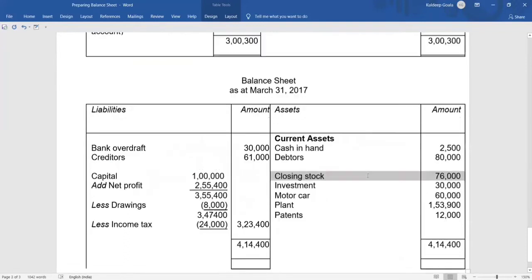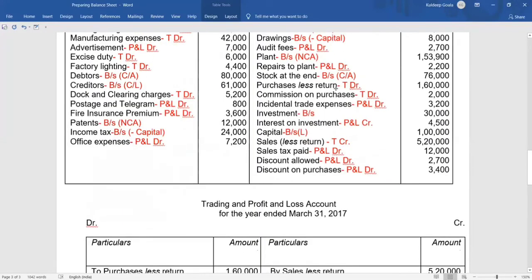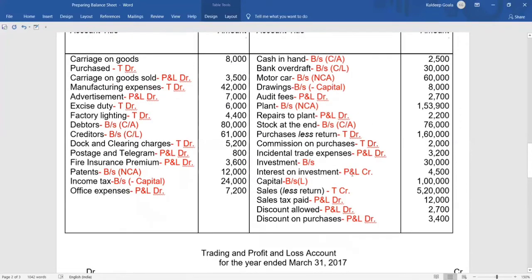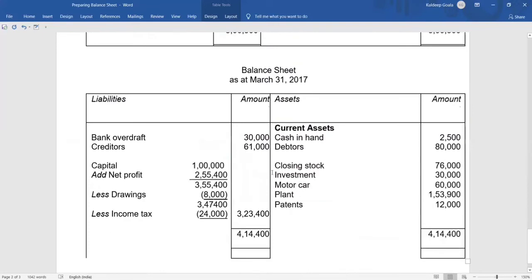Clear? Now let's see what else is the current asset. Current asset, this is over. No, there are no other current assets. So next will be investment. Investment is itself a heading. What is the investment? 30,000. So it is itself a heading. Under that, investment itself 30,000.